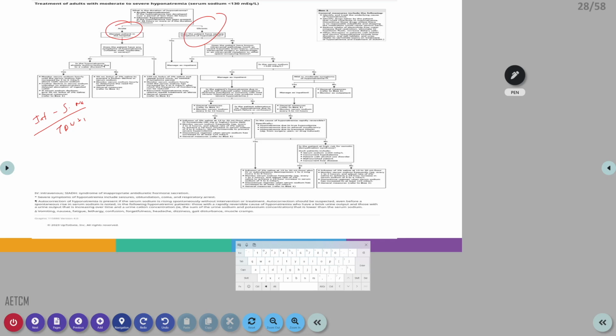So in this module, we discussed the basic concepts of hyponatremia, the clinical presentations, the investigations, the types of hyponatremia, and finally the management of hyponatremia by classifying it as acute and chronic.